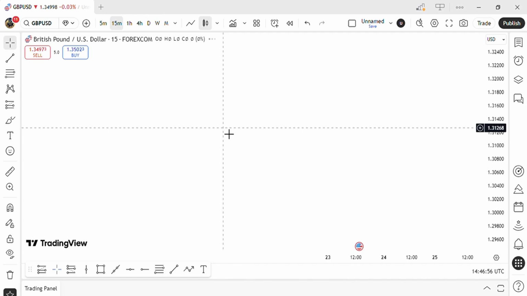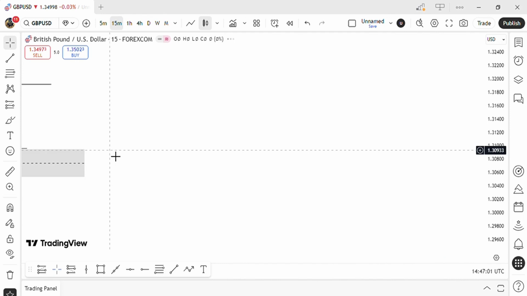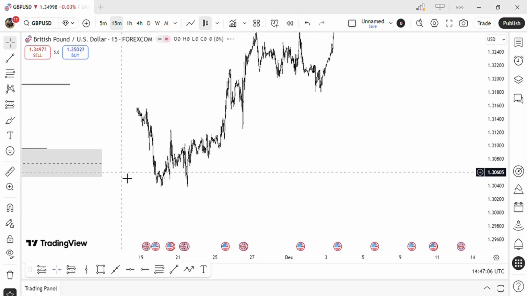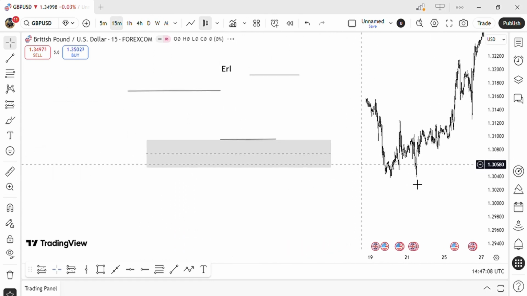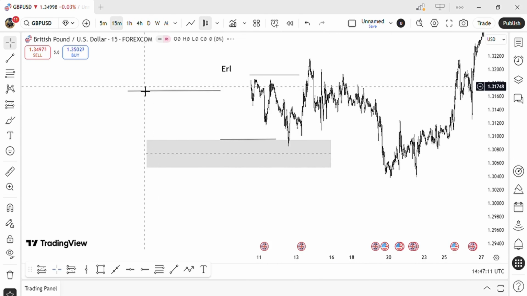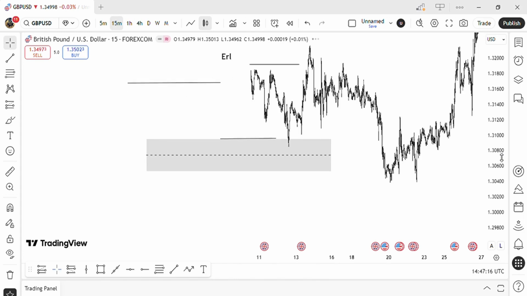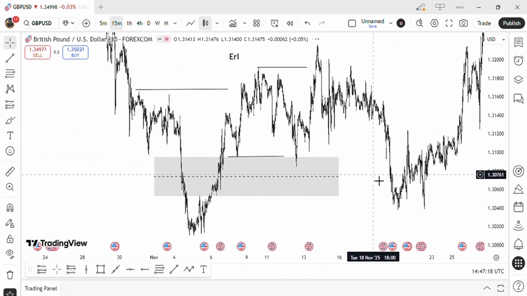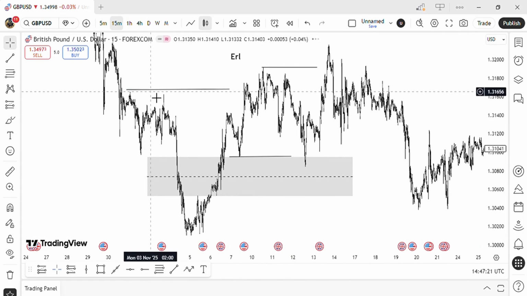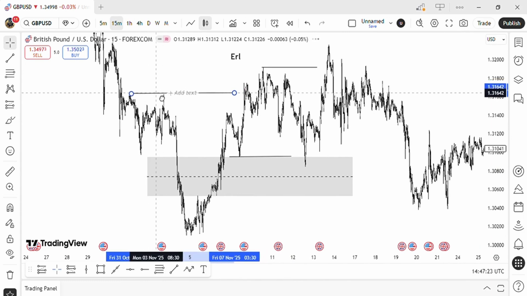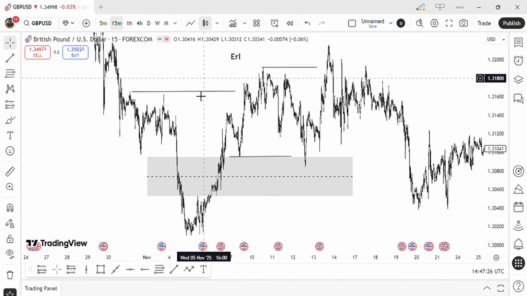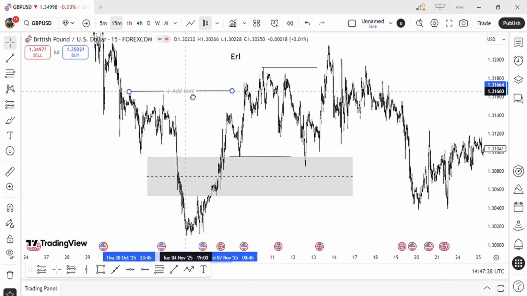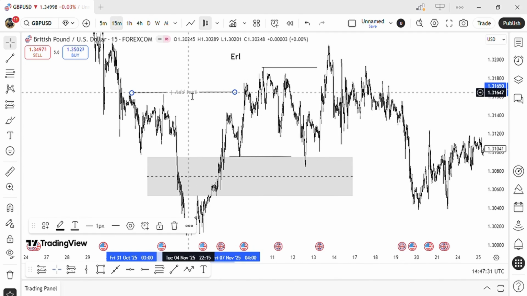Okay, now on the 15 minutes, I'll show you how you could have caught the move on the 15 minutes. This is our ERL. Price has gotten here. As you can see, price has cleared this structure. Some would like to call it an MSS. Let me label it MSS.